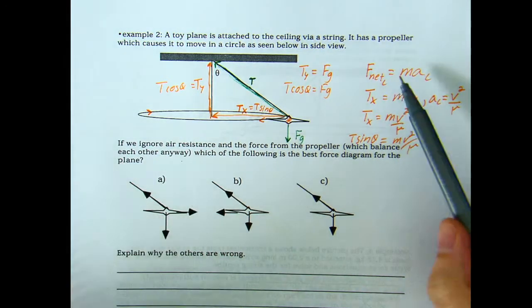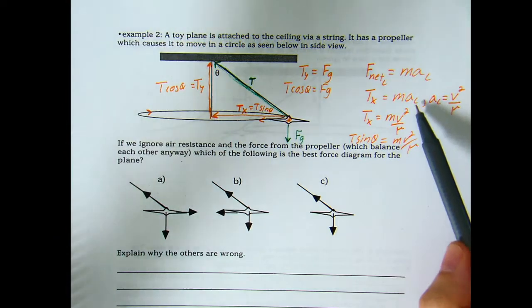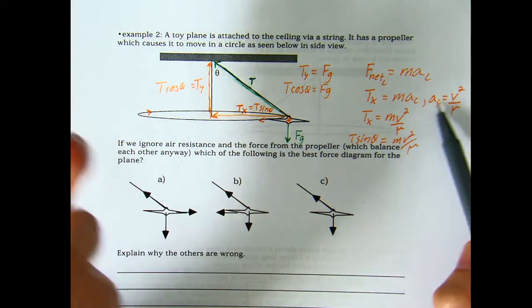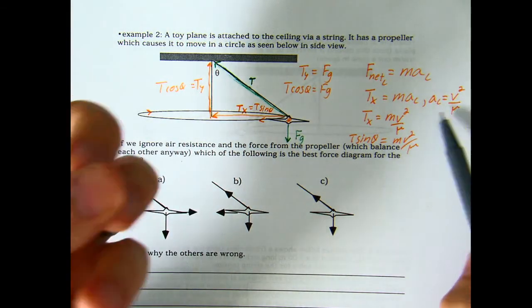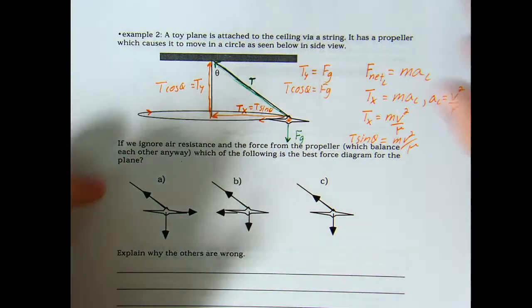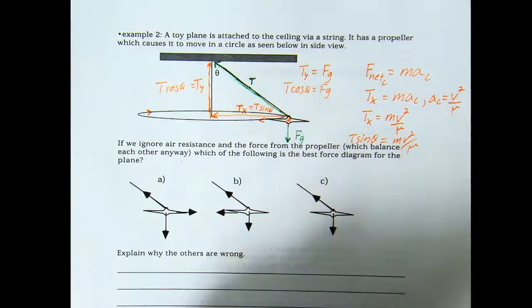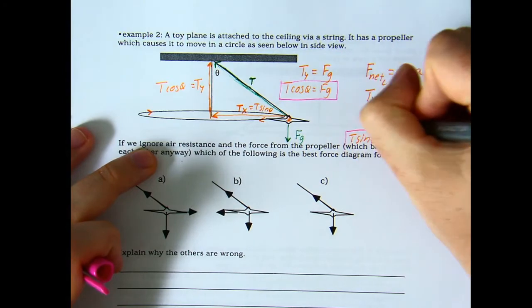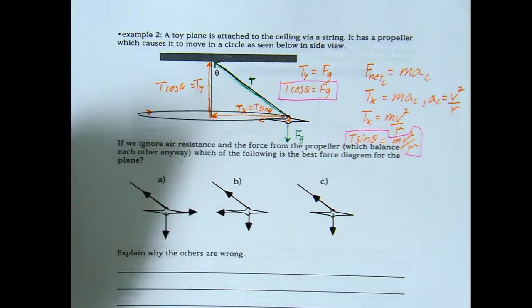We've used our F-net equation, which doesn't change. We've used the acceleration in uniform circular motion, so the expression for that is v squared over r. We've plugged everything into our equations, and now we've got two of them. We've got T cos theta equals Fg, and we've got T sine theta equals mv squared over r.